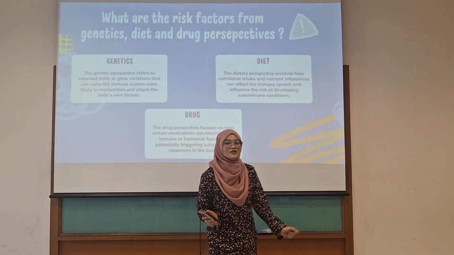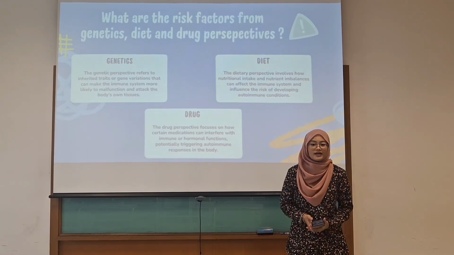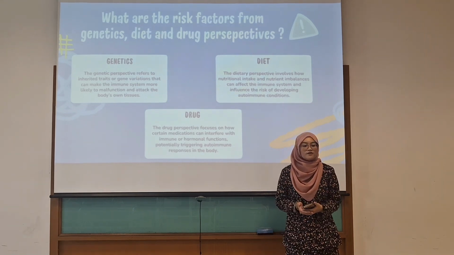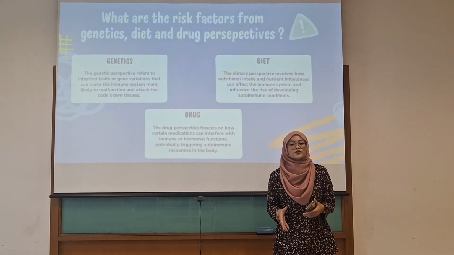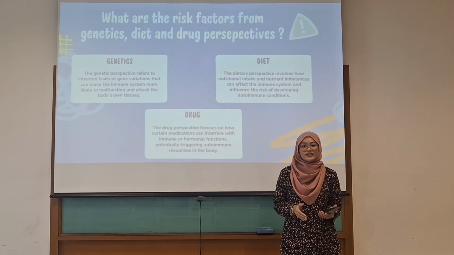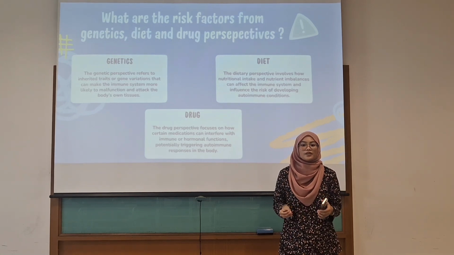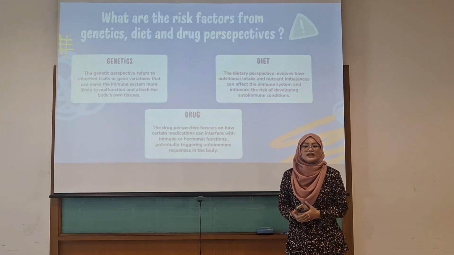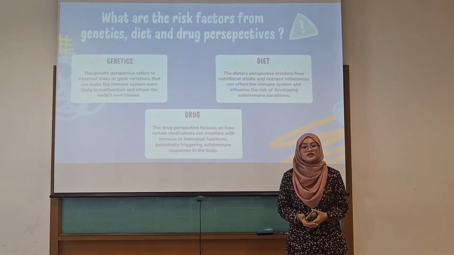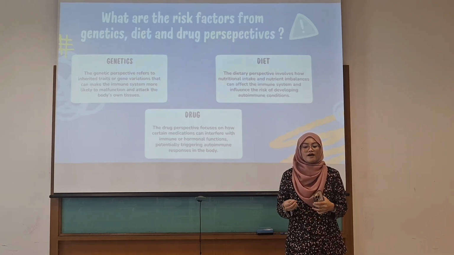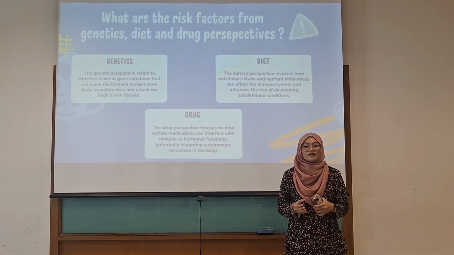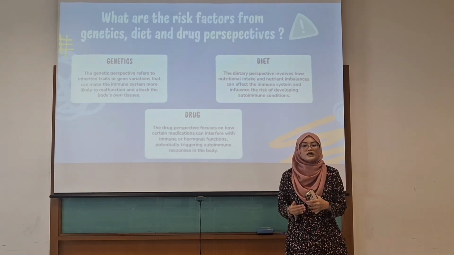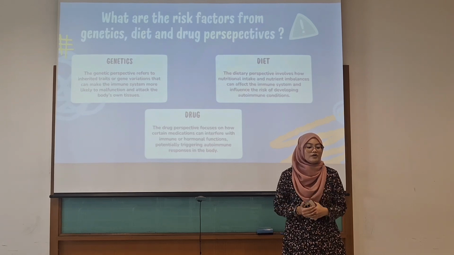Okay, now let's move on to question 3. What are the risk factors from genetics, diet, and drug perspective? Okay, first of all, the genetic perspective refers to inherited traits or gene variations that can make the immune system more likely to malfunction. Also, genetics can be linked to family history. For instance, if the parents or siblings have an autoimmune disease, the other family members also have a higher possibility to develop the same autoimmune disease.